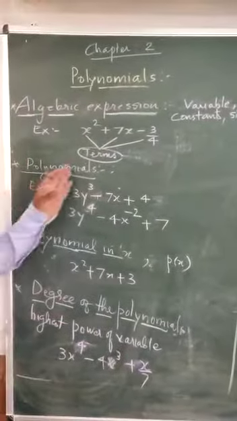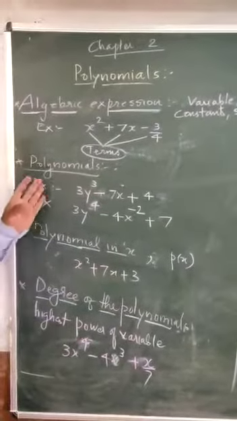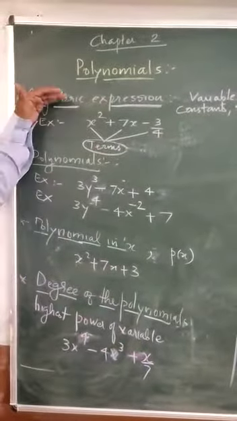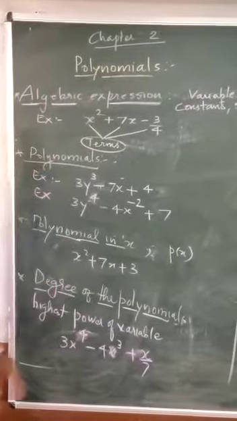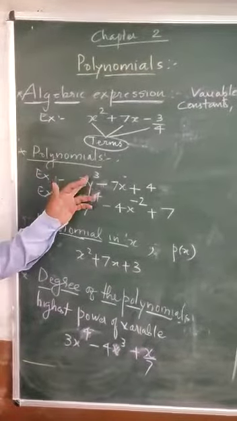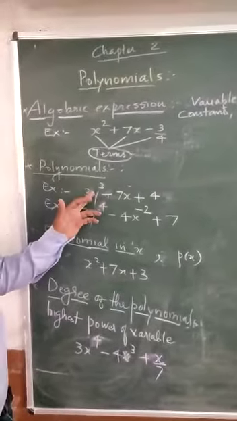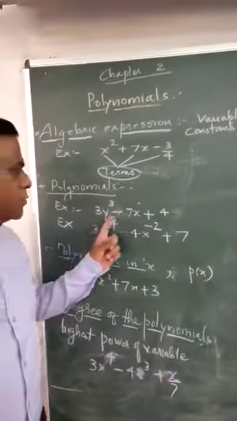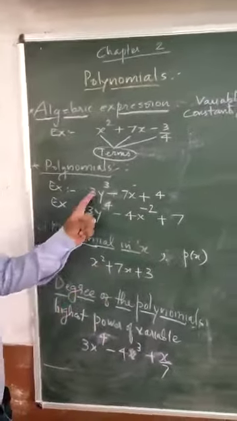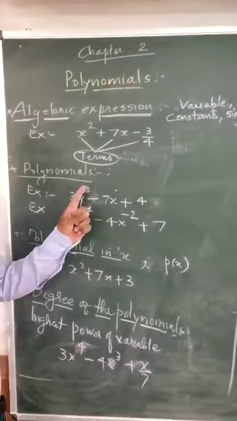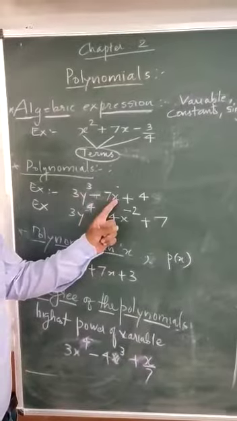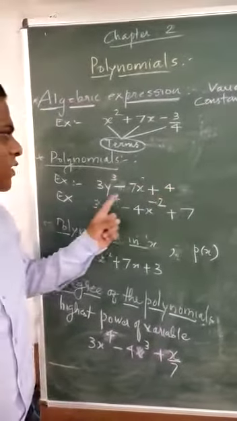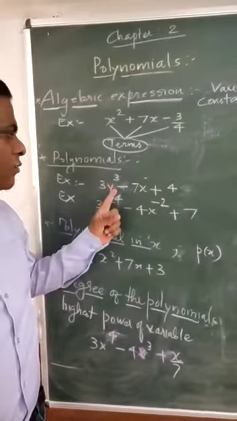Next point is polynomials. What are polynomials? Polynomials are algebraic expressions, but the small difference between algebraic expression and polynomial is that in polynomials the degree or the power of the variable is always a positive number. For example, here in this particular example we can see that the degree of this variable is 3, degree of this variable is 1, and hence we can say that this algebraic expression is a polynomial.